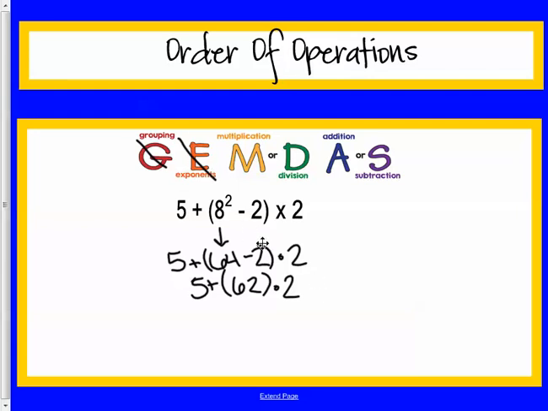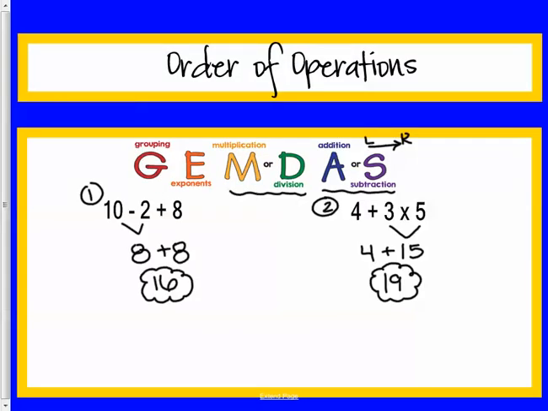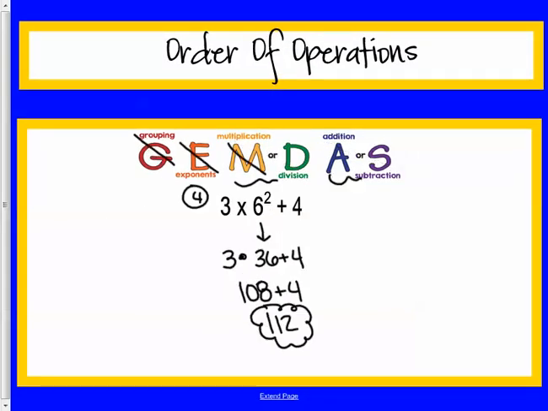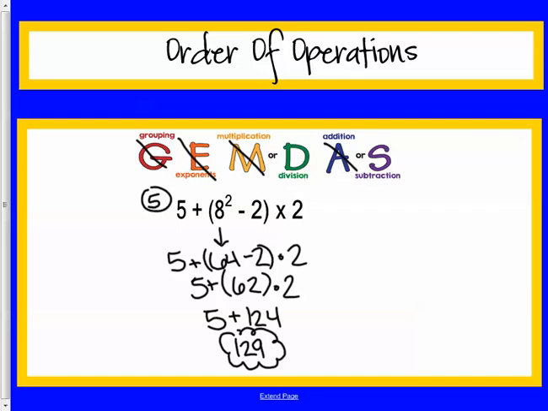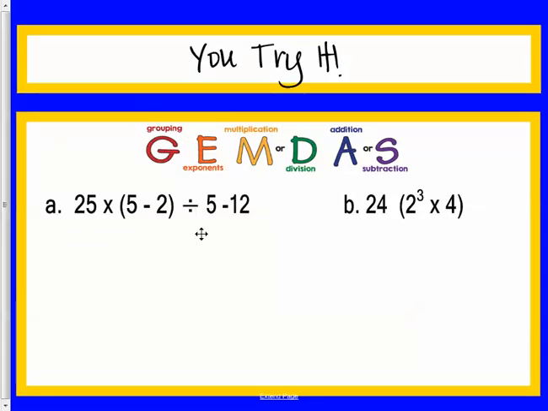Okay, so I've covered these two steps. I don't have any more exponents. Now I multiply. 62 times 2 is going to give me 124. And the last thing that I can do is add, which gives me 129, and I'm done. So make sure you have this example as well, which is example 5. So in your notebook right now, you should have examples 1, 2, 3, 4, and 5. Okay, now it's your turn. Go ahead and try these, and I'll be back in just a second to show you what I did.